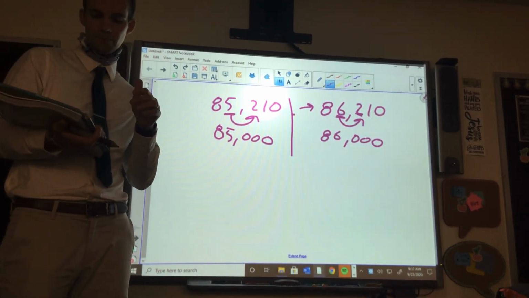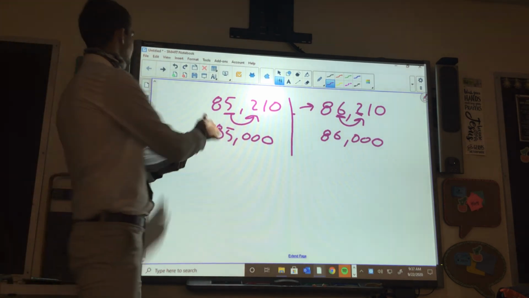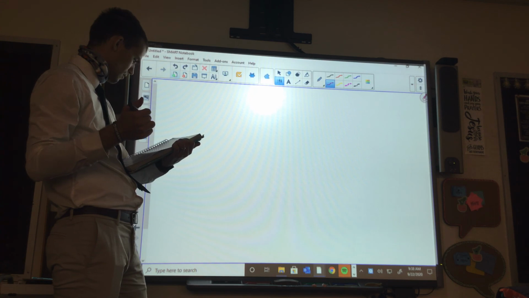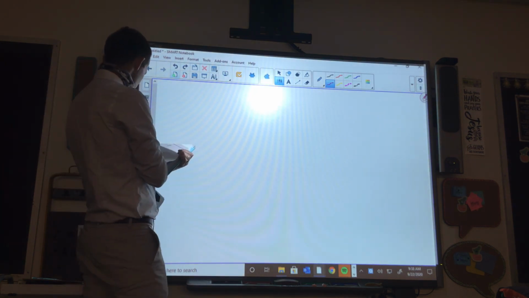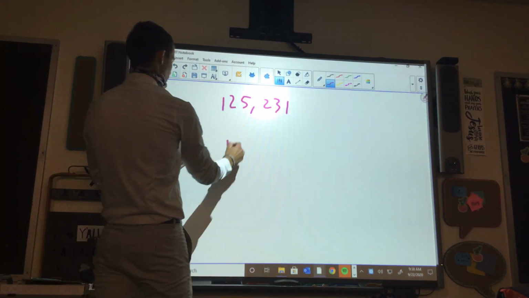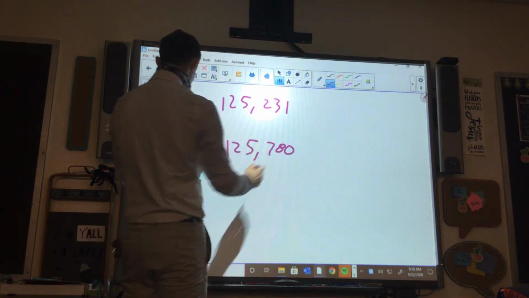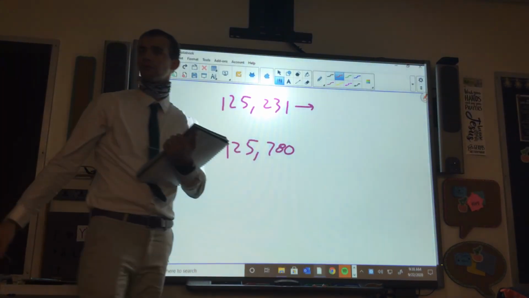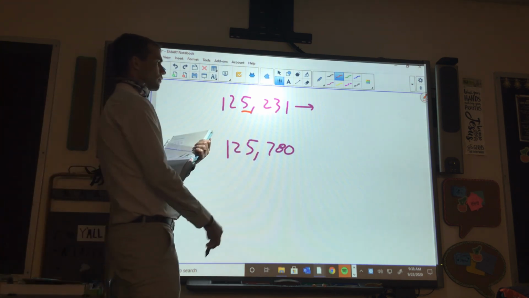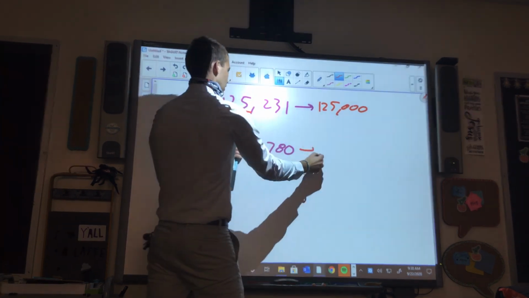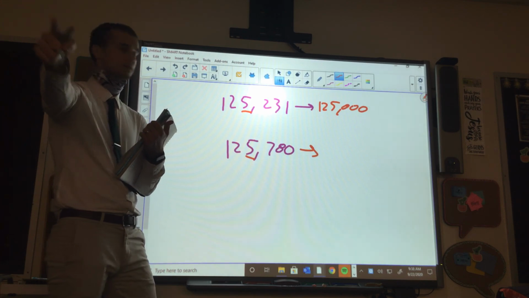Alright, we have 125,231 and then 125,780 on page 27 in your book. What's this rounded to the nearest thousand? Yep, 125,000. And this one's the nearest thousand. Yes.